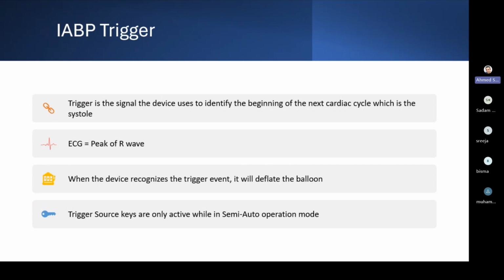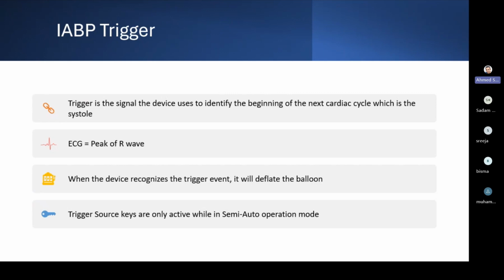Going to the next section, what's the IABP trigger? What is the trigger for the intra-aortic balloon? The trigger is the signal that the machine uses in order to identify the timing of the cardiac cycle, the timing for the systole, and the timing for the diastole.